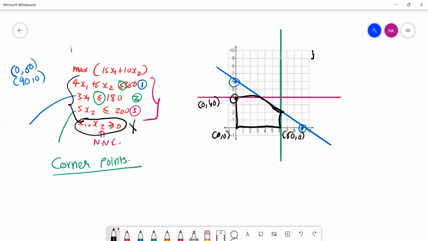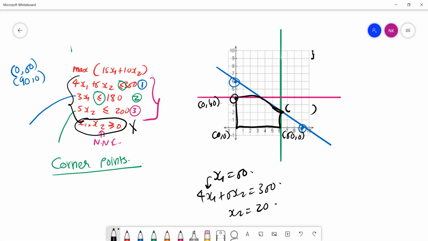So in order to avoid that trap, what I need to do is just solve the two lines. This particular point is obtained by the intersection of the green and the blue line. The intersection of the green and the blue line will give you this point. So what is the green line? It's x1 equals 60. And the blue line is 4x1 plus 6x2 equals 360. So just substitute over here. It's 240, so it will be 120. x2 equals 20.